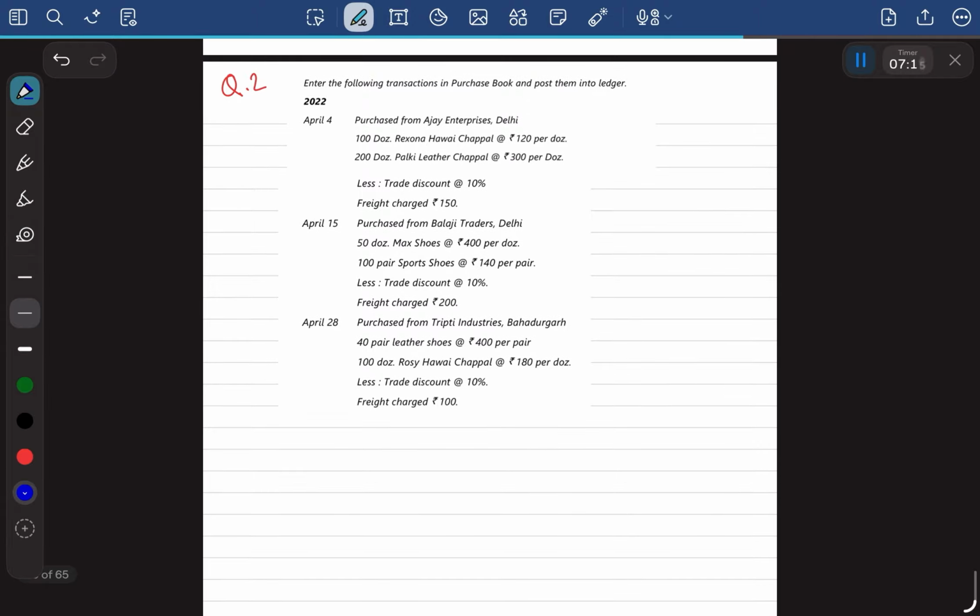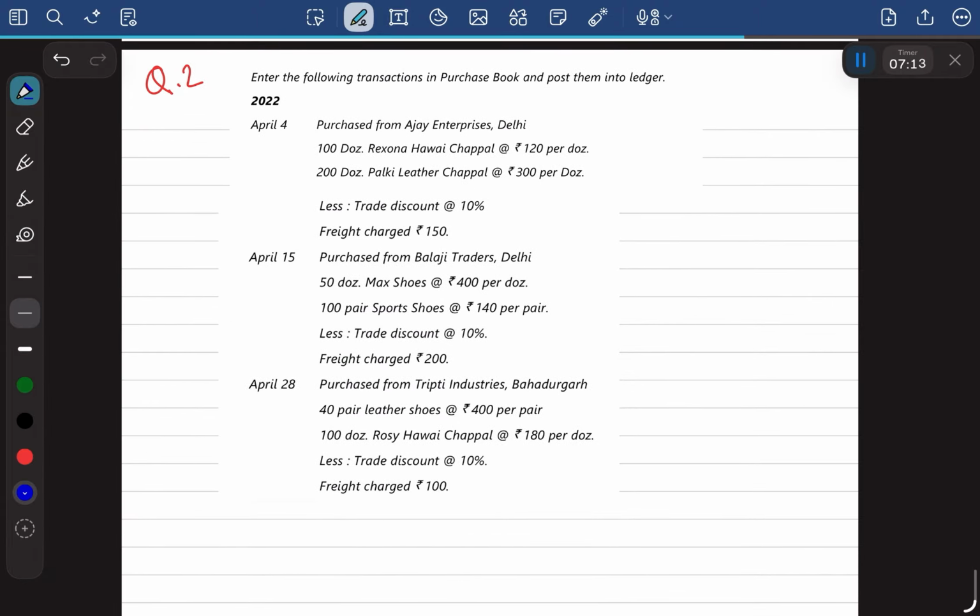Now there is another question. Purchase book: read the question. Enter the following transactions in the purchase book and post them into the ledger. Firstly, we have two following transactions of the purchase book, and afterwards we have to post them into the ledger.